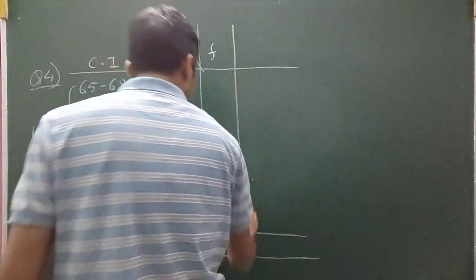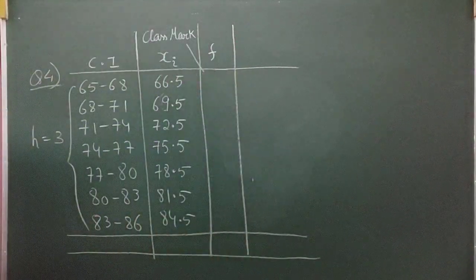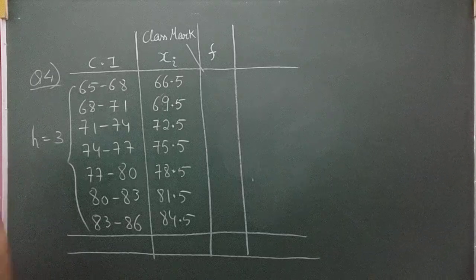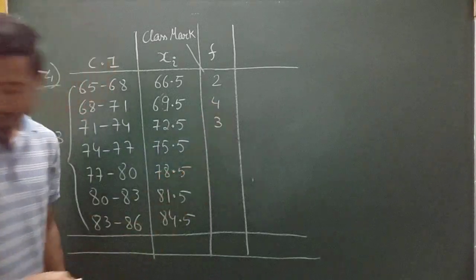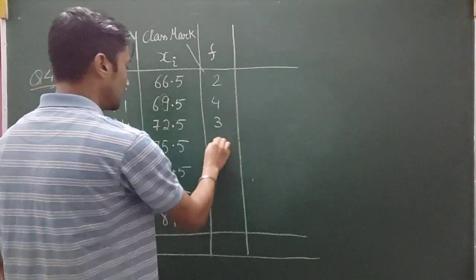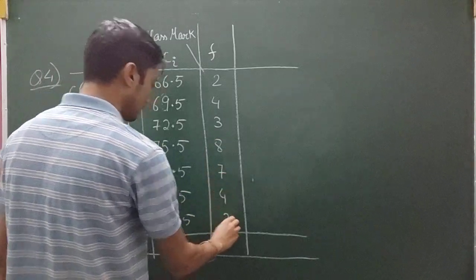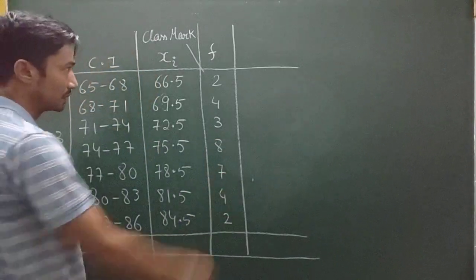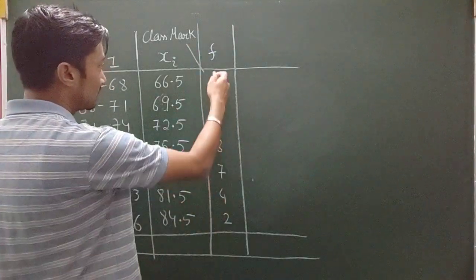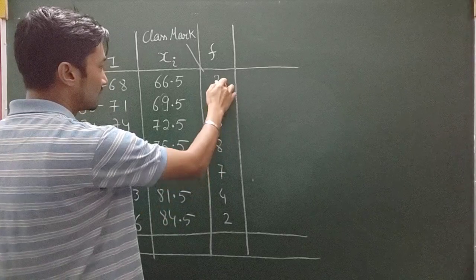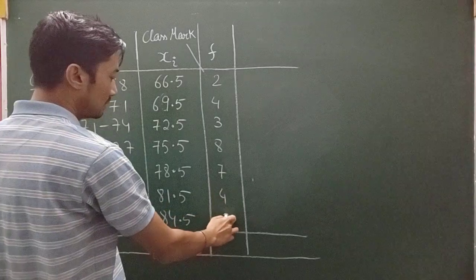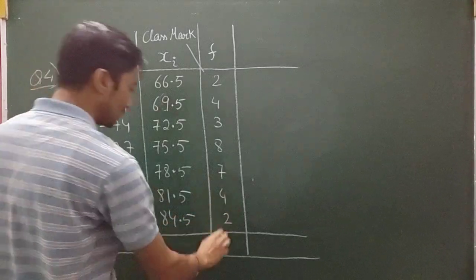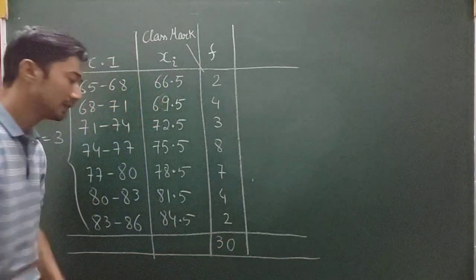Alright, next is the frequency column. Do not worry, I'm getting back to how we calculate the assumed mean method, but let's first get things ready. 2, 4, 3, 2, 4, 3, 8, 7, 4, 2, 8, 7, 4, 2. So this is the frequency column. Let's calculate the total frequency: 8, 9, 10, 14, 17, 18, 19, 20, 21, 22, 23, 30. So the total of frequency is 30.